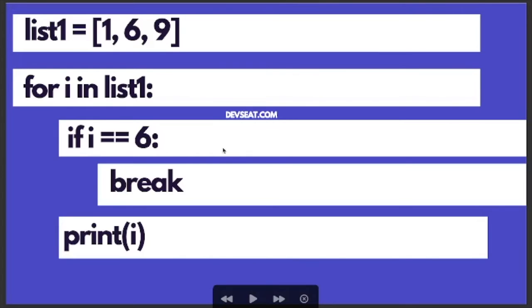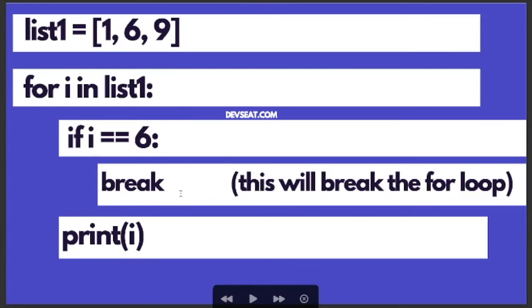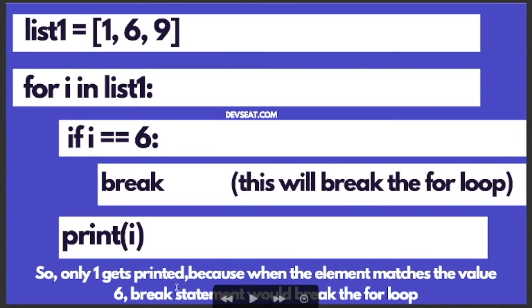So what is this program doing? This program is trying to print elements, but we see a break statement here. So what is this break statement doing? This is going to break the for loop when this gets executed. But it will get executed only when I equal to 6. So what is the outcome of this program? The outcome is that only 1 gets printed.